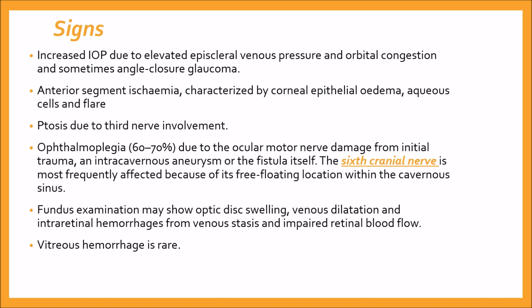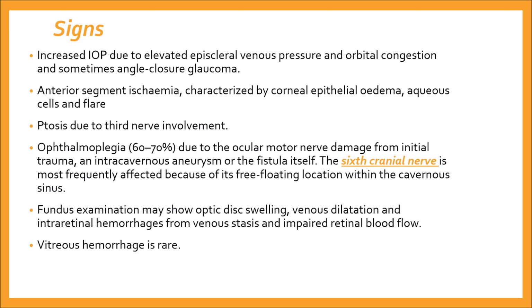Ptosis due to third nerve involvement. Ophthalmoplegia, in 60 to 70%, is due to ocular motor nerve damage from the initial trauma, or intracavernous aneurysm or the fistula itself. The sixth cranial nerve is most frequently affected, as we understand, because of its free-floating location within the cavernous sinus. The third and fourth nerves, situated in the lateral wall of the sinus, are less frequently involved. Engorgement and swelling of the extraocular muscles also contribute to the defective ocular motility.